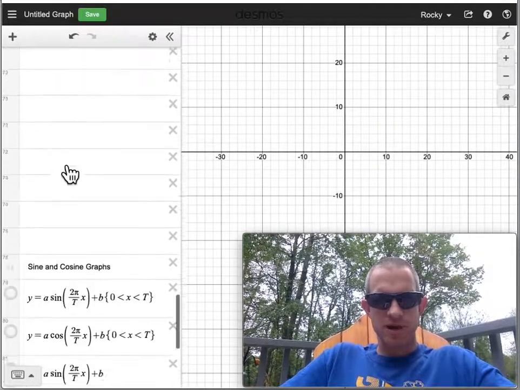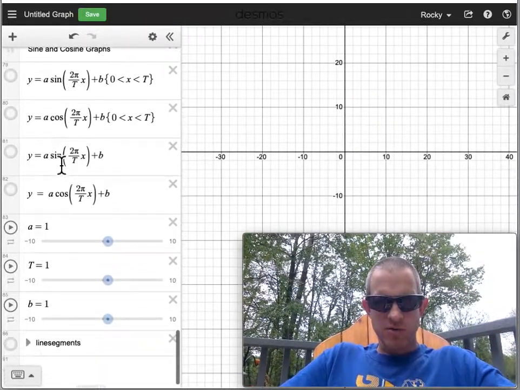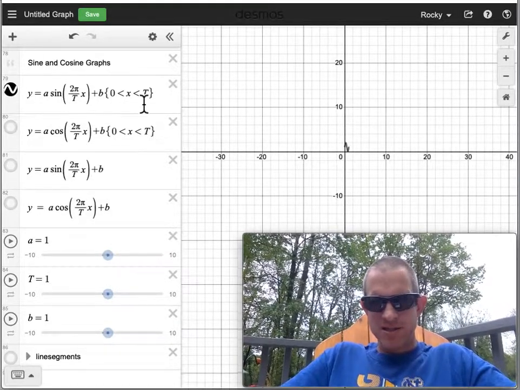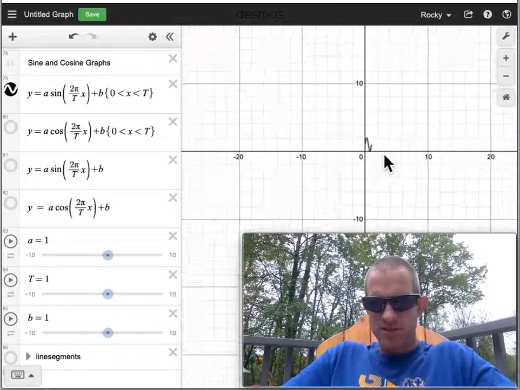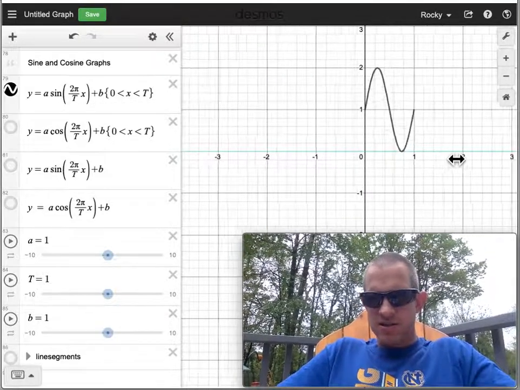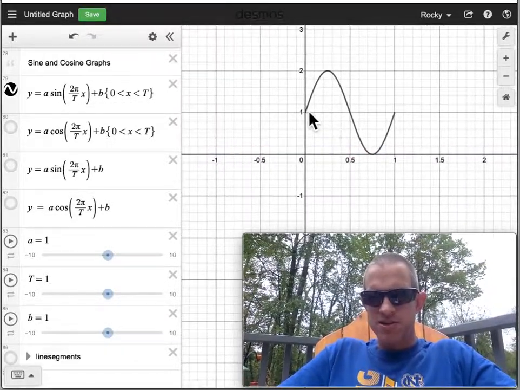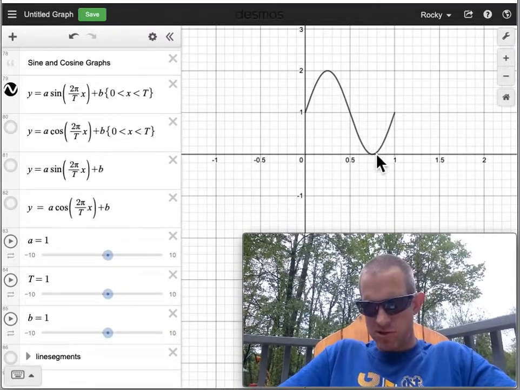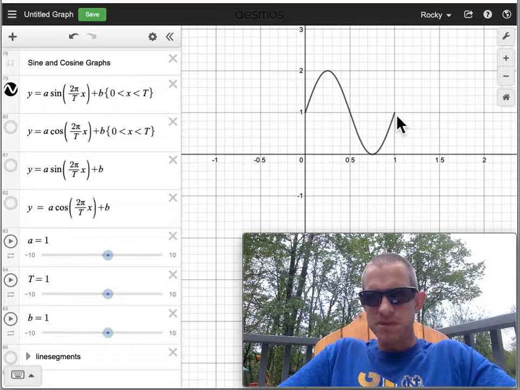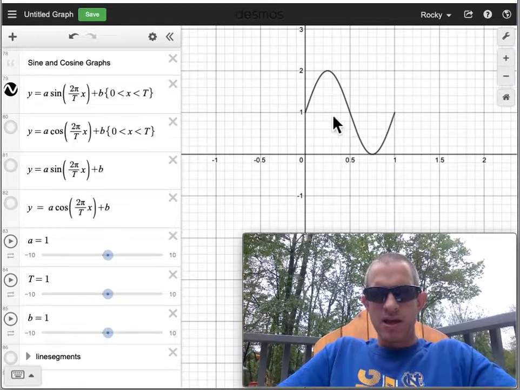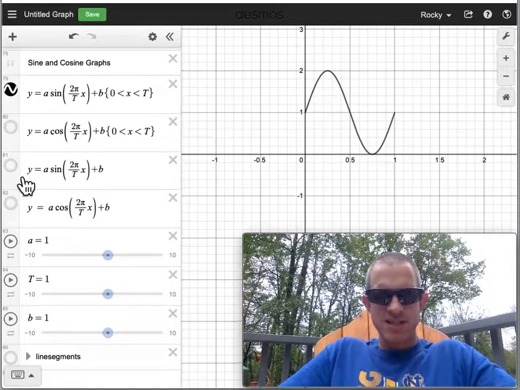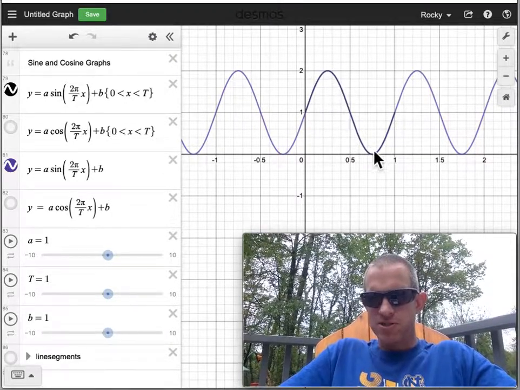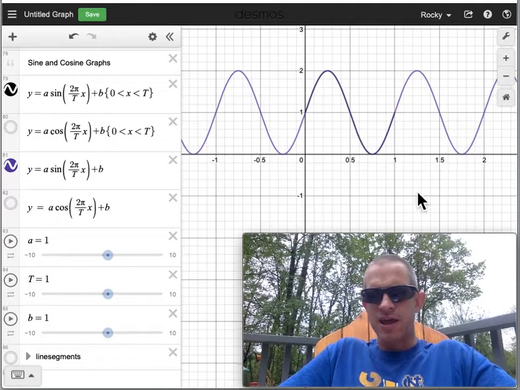So the last type of graph that we learned were sine and cosine graphs. And so the basic sine graph, zoom in on that, is something that looks like this. It starts off in the middle, goes up high, comes back down to the middle, goes low, and ends back in the middle. And then this graph continues forever. So that basic pattern starts, and then it happens again and again and again.